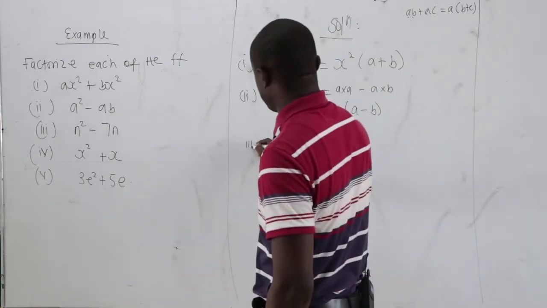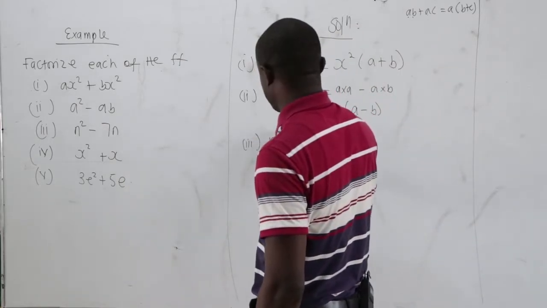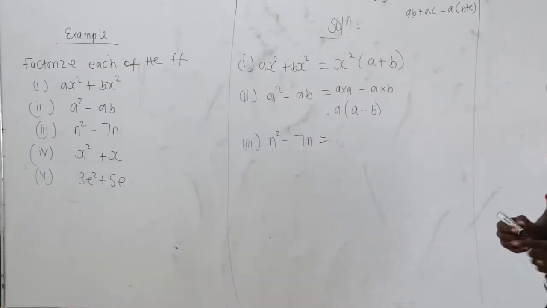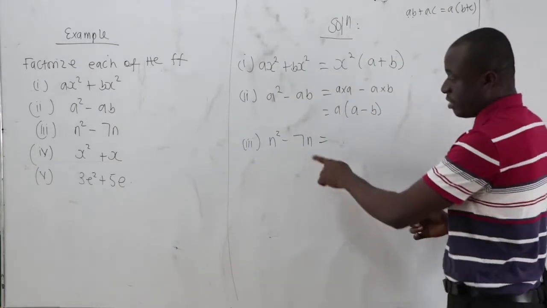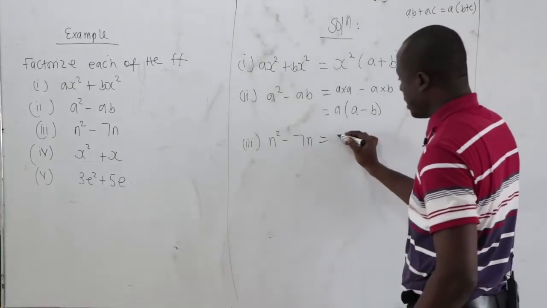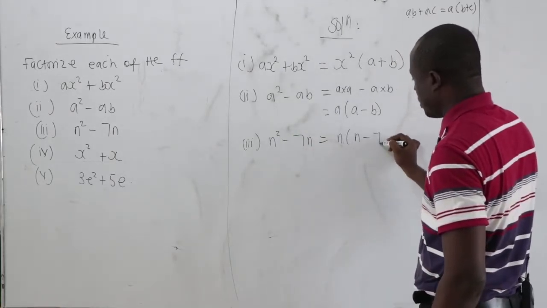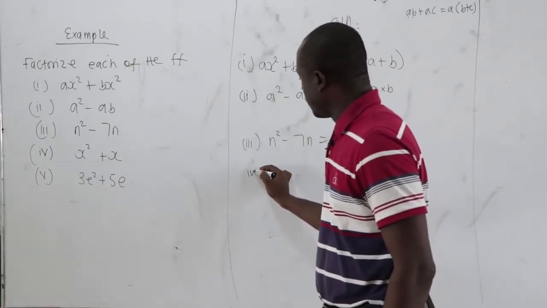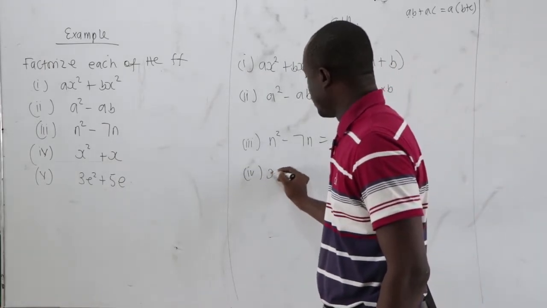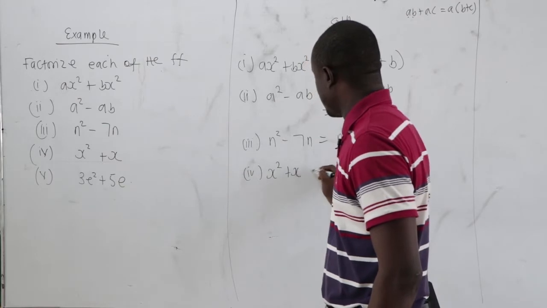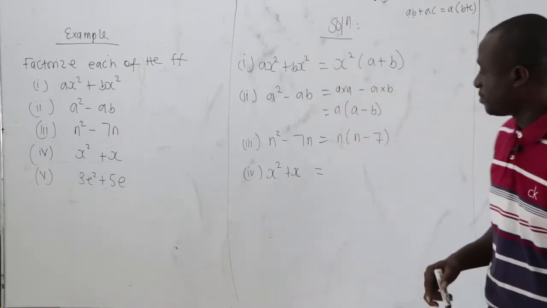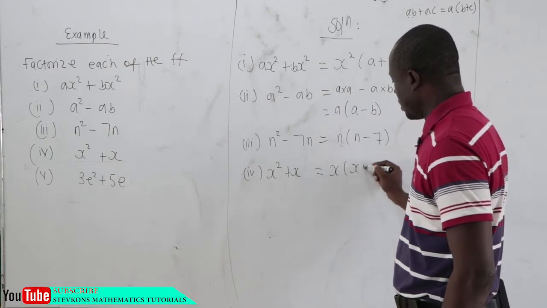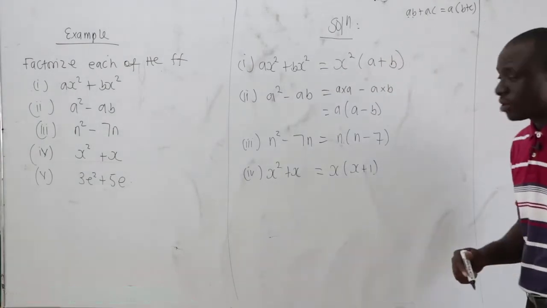Now let's see the third one, n squared minus 7n. We can express this as n times n, and because it's multiple, we have n squared here. We can bring the n out, and we have n minus 7. Now the fourth one, we have x squared plus x. Here x is common, so we bring x out, and then we have x plus 1.